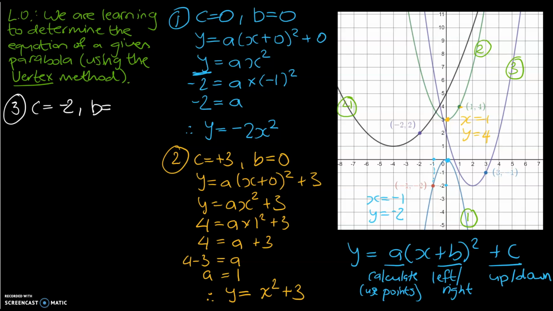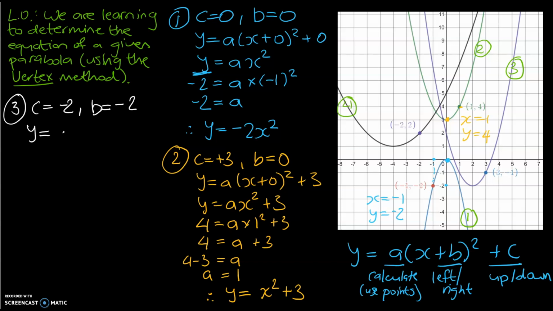Okay, let's have a look at B. How much has it been moved left or right? It's been moved to positive 2, which means we need to use the opposite or the negative value of that, which means B is going to be negative 2. And now that we've done that, we can put both of those into our equation and we can have a go at calculating a. So let's do that now.